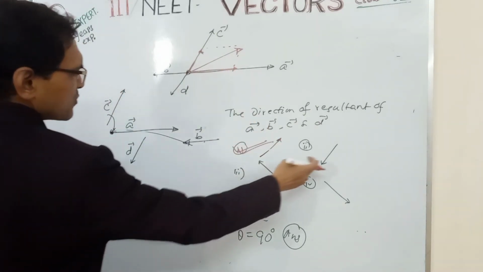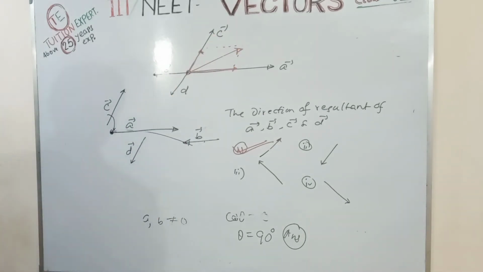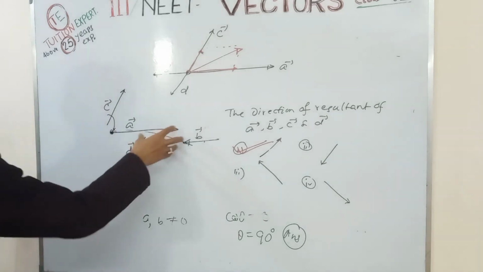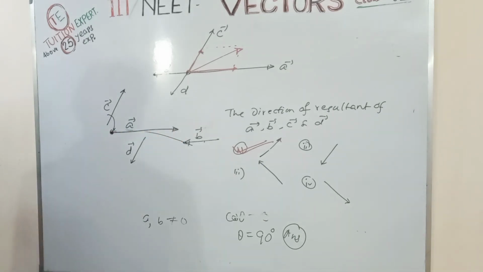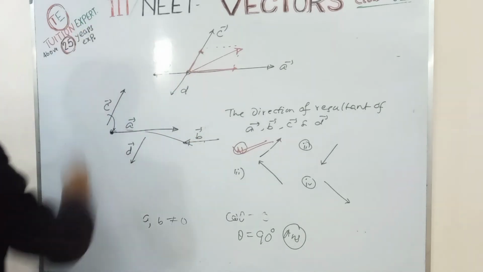The answer cannot be this. The answer will be in this direction. So to find the resultant of all the vectors, these are non-localized vectors, all vectors must start at the same common point.